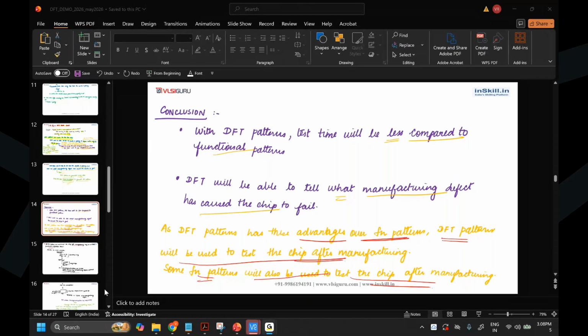Any guesses? I'll give you some time now. Time is 3:08. Let me give you time till 3:10. Can anyone think and say if DFT patterns are used to test the chip after manufacturing, why do we need a functional verification? You can try and think and tell your answers.